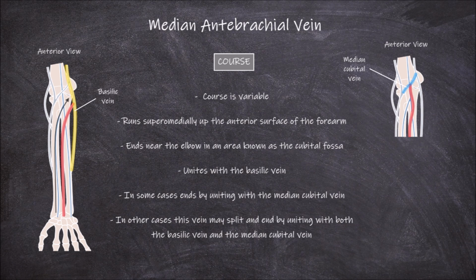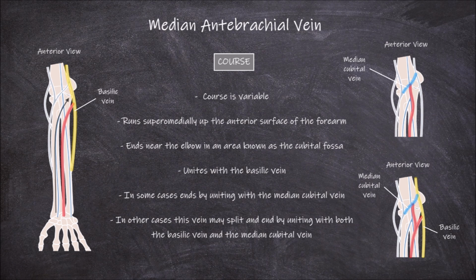In other cases, this vein may be split near the end as seen here. In this situation, one branch ends by uniting with the basilic vein and the other branch with the median cubital vein.